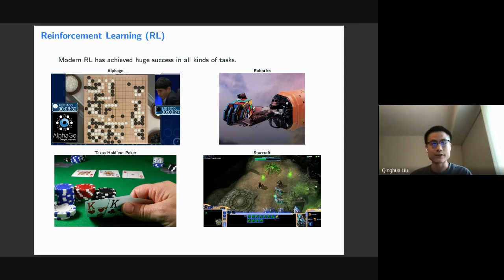We all know reinforcement learning has achieved huge empirical success in all kinds of applications. It has been applied to train superhuman AI agents that can play Go, play chess, play Texas Hold'em poker. People also use it in robotics to teach robots to perform all kinds of very challenging tasks. For example, in this image, OpenAI trained a robot that can play Rubik's Cube.